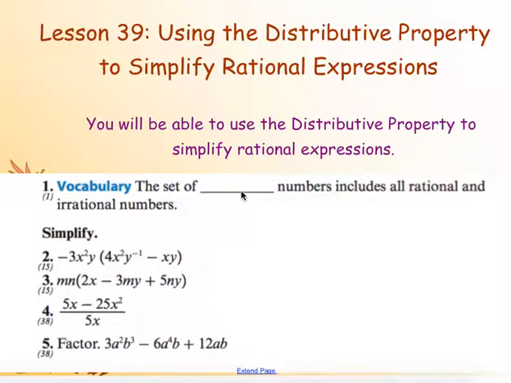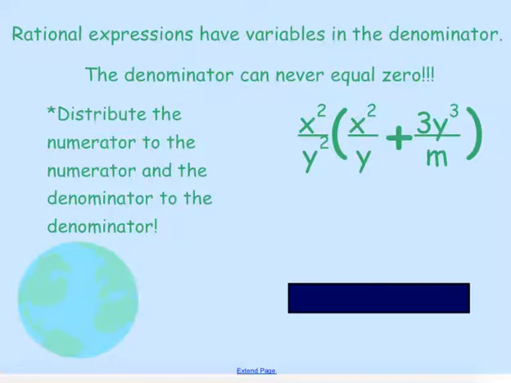Algebra 1 Lesson 39, we are using the distributive property to simplify rational expressions. So first off, a rational expression is basically an expression that has variables in the denominator. So we have our fractions and we have our variables in the denominator. And we want to make sure that the denominator never equals 0. So we're going to have some restrictions on here to make sure that that doesn't happen, saying this variable cannot equal 0 or this one can't, and so on.